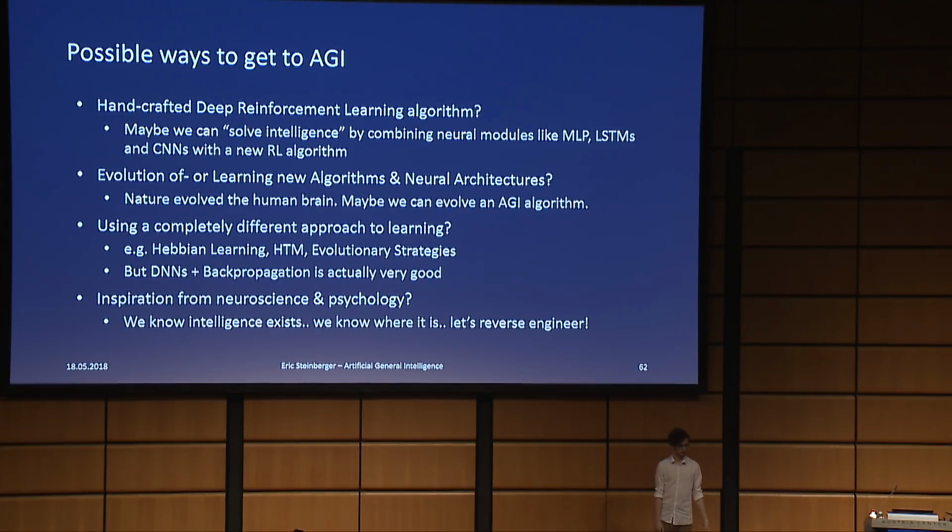Another option is taking complete inspiration from psychology and neuroscience. Convolutional neural networks, for example, are inspired, at least loosely, by our visual cortex. And maybe AGI has to be too. Maybe we just don't come up with it ourselves and have to look at our own brain. That's an option. So the point is, there are a lot of possible pathways.